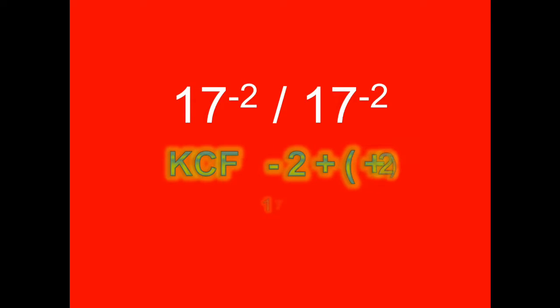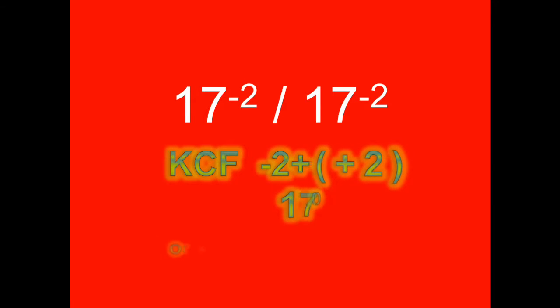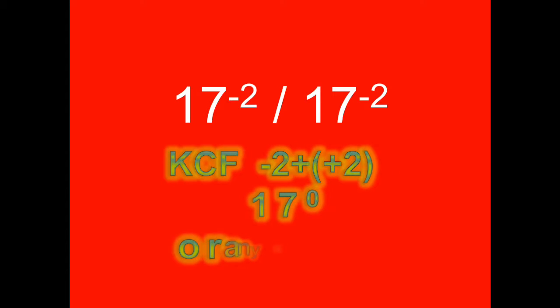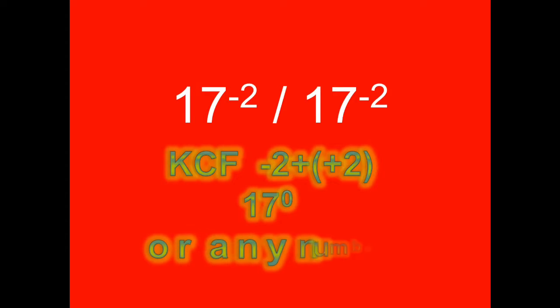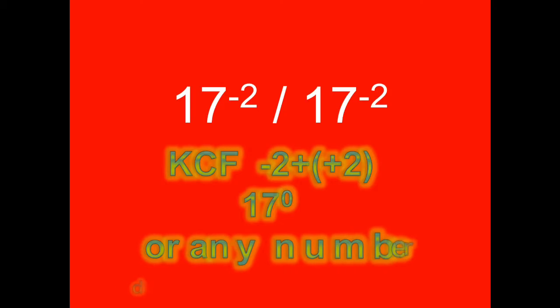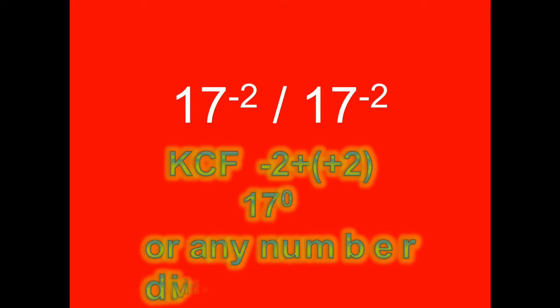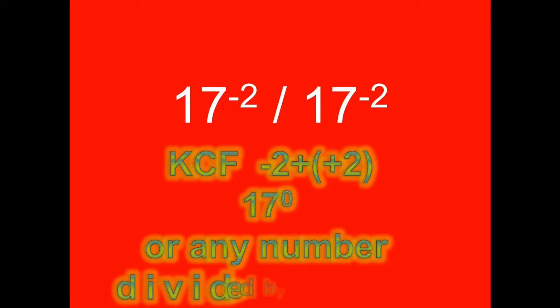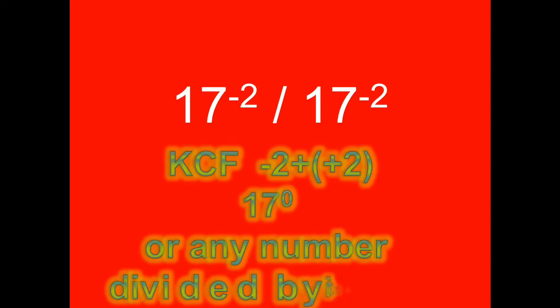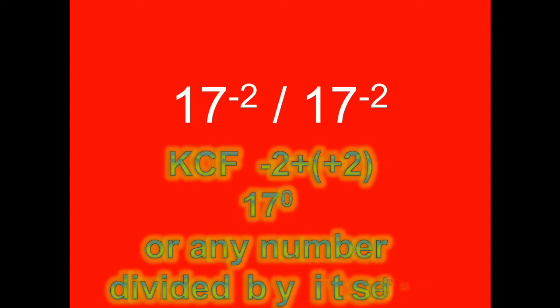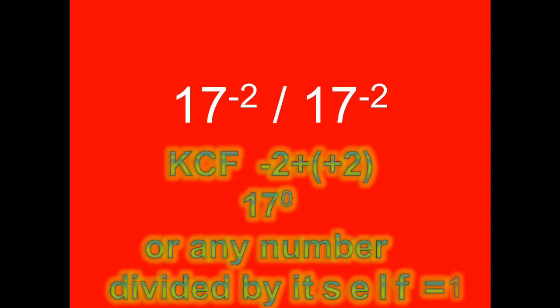Now the exponents are the same, but this doesn't matter to us at this point. We're just looking at the base. The bases are the same, they're both 17. So we're going to keep the 17, and we're going to keep, change, flip the exponents: negative 2 plus positive 2, and that's the same as 17 to the 0 power. We know that that is 1, because anything to the 0 power equals 1.